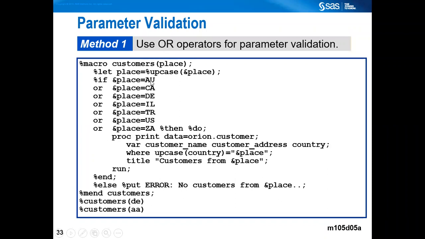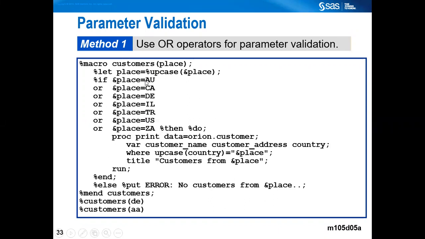Percentage ampersand places AU or ampersand places CA or this or this or this. Now all these are your character values from data. Though those are character values, they are case sensitive. But because we are writing it within macro, we never provide any quotes. In case you are creating a macro variable called place and you have upcase on place, and these are all possible values of your ampersand places, therefore you are writing OR.